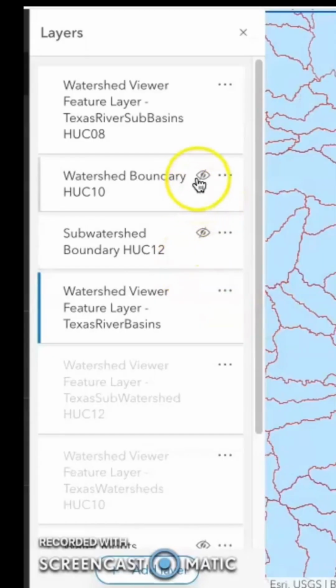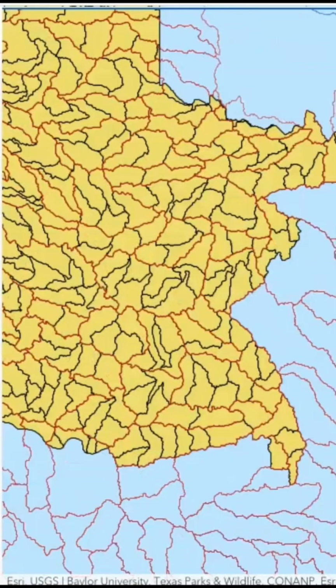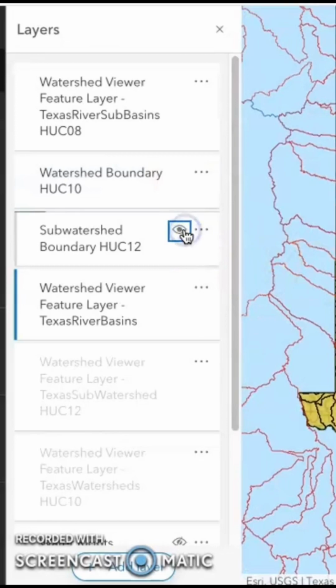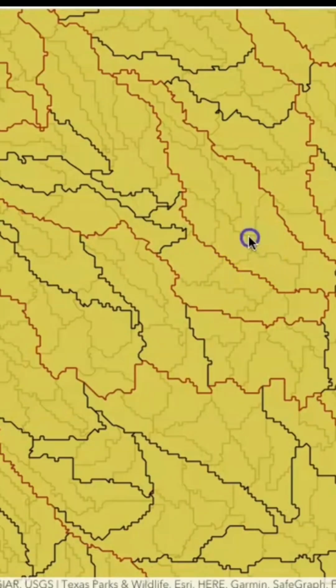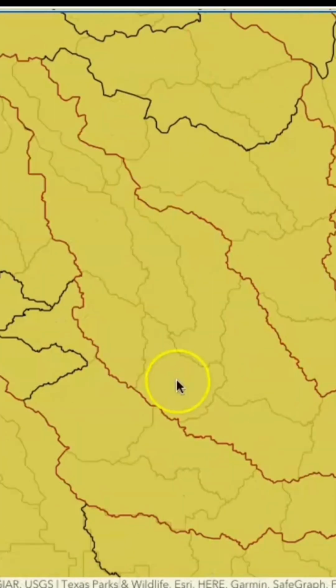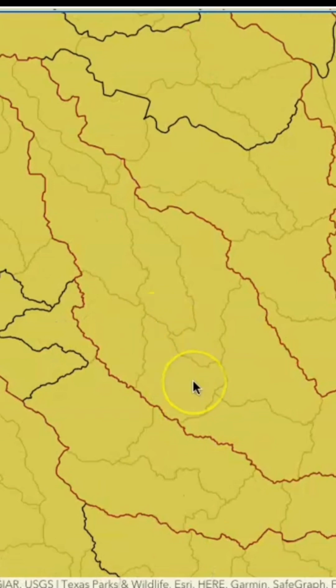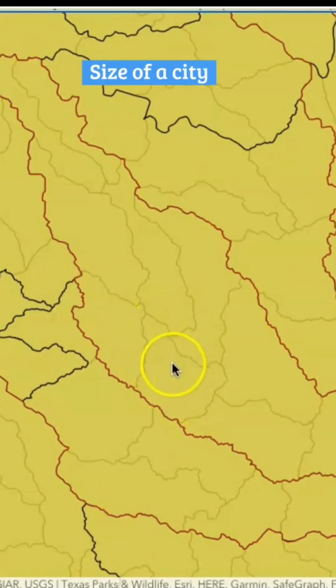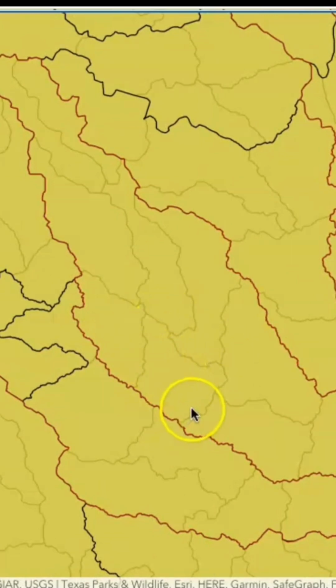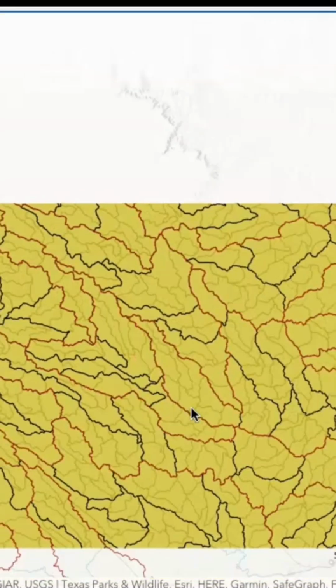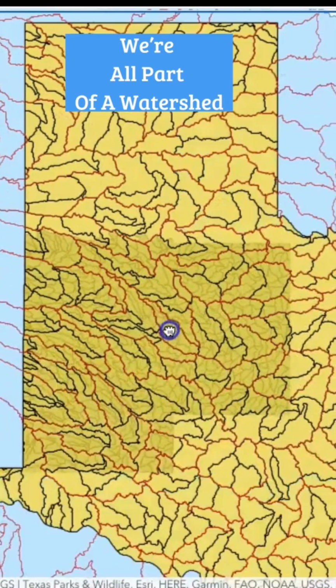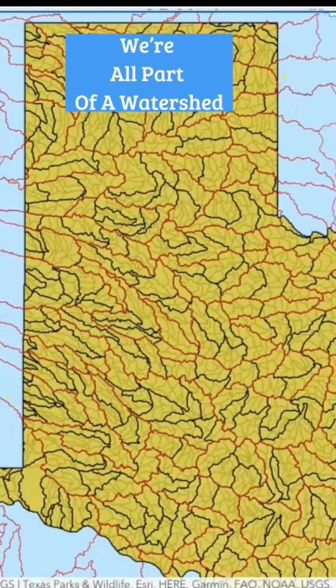You can even go smaller. You can do HUC 10s, and you can even do HUC 12s. And if you look at how small a HUC 12 looks on this map, when you zoom in, you could actually see that these are about the size of a whole city. So even though they're the smallest of the watershed catchments, they're still pretty large. So to answer the question of whether you're part of a watershed, yes, we are all part of a watershed.